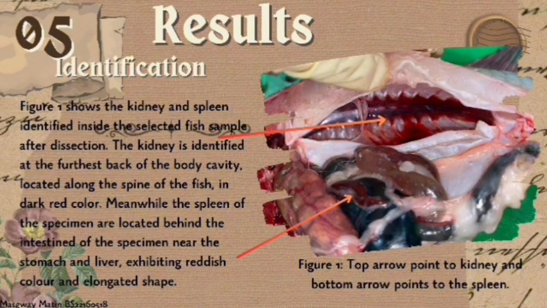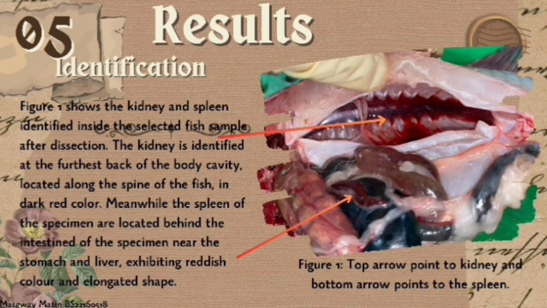Hello, my name is Maswe Martin and I will be presenting the results for the identification of immune organ in fish. First off, identification. Figure 1 shows the kidney and spleen identified inside the selected fish samples of the dissection.